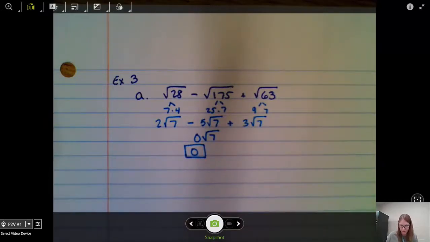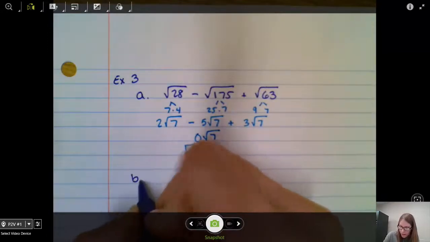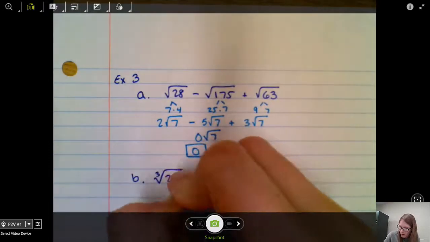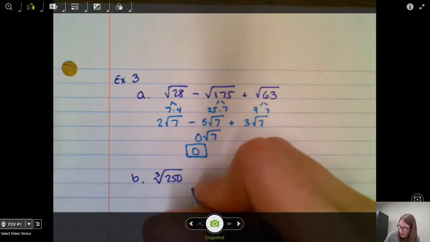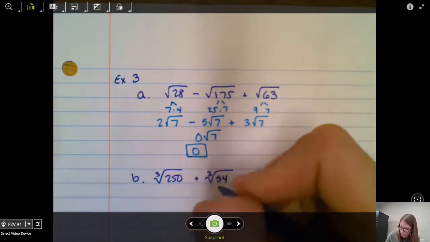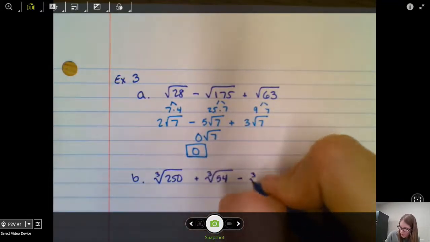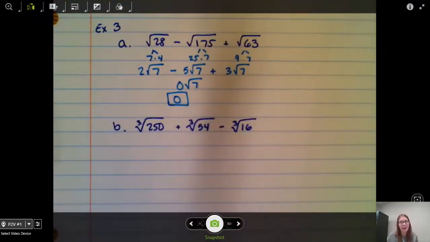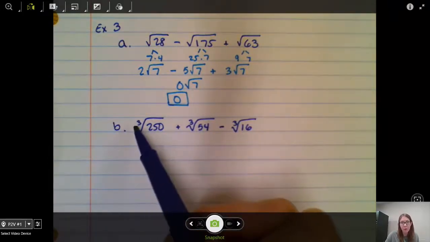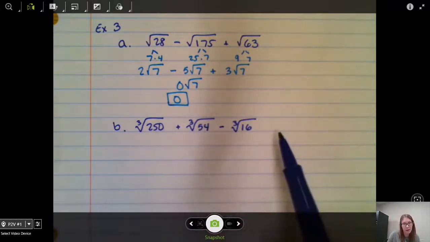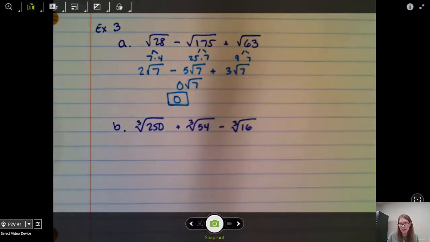Okay, let's try another one. For b here, let's do the cube root of 250 plus the cube root of 54 minus the cube root of 16. Again, I'm in the position where I have a cube root. The index is the same for all of these, but my radicands are all different. So again, let's see if we can simplify these and go from there.